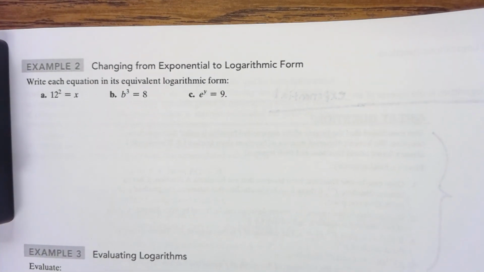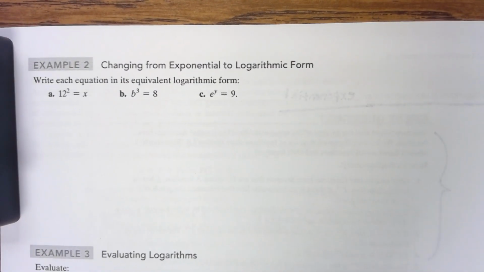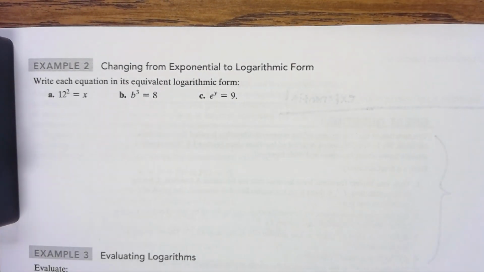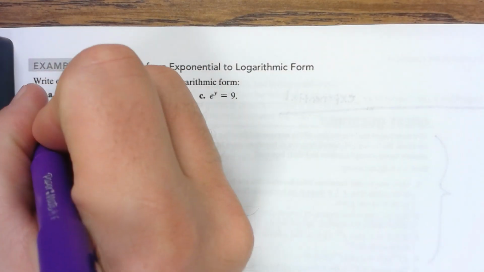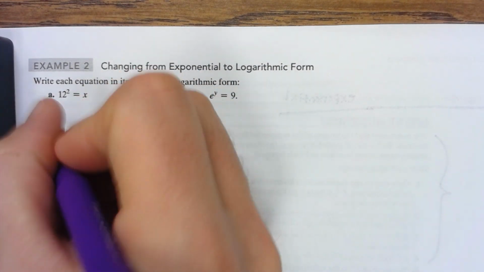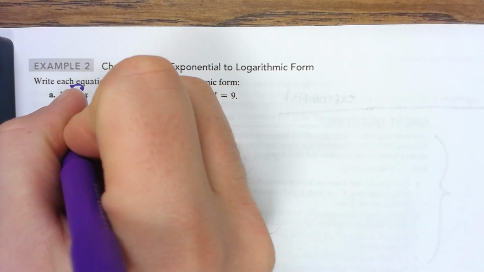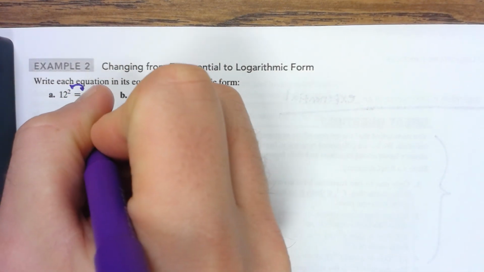So now we're just going to do the opposite. We're going to take each equation and convert it into its log form. Again, the process is the exact same, where I'm going to start with log. I'm going to keep the base the same, so log base 12, and I change the position of the other 2 terms. So it's log base 12 of x equals 2.